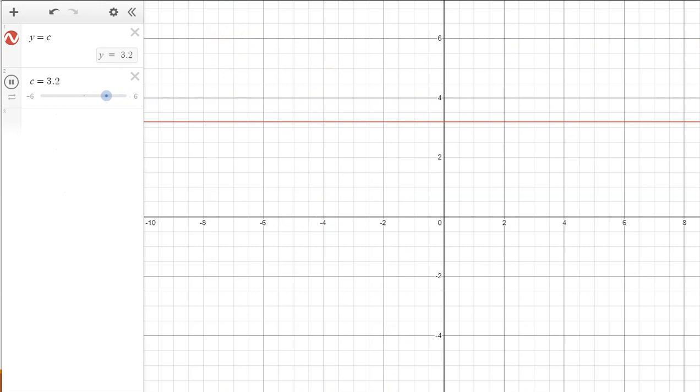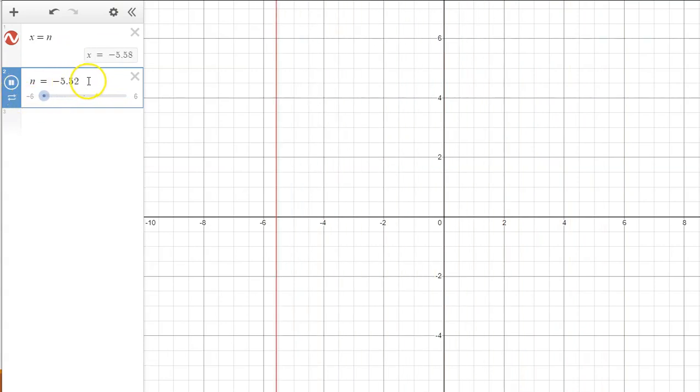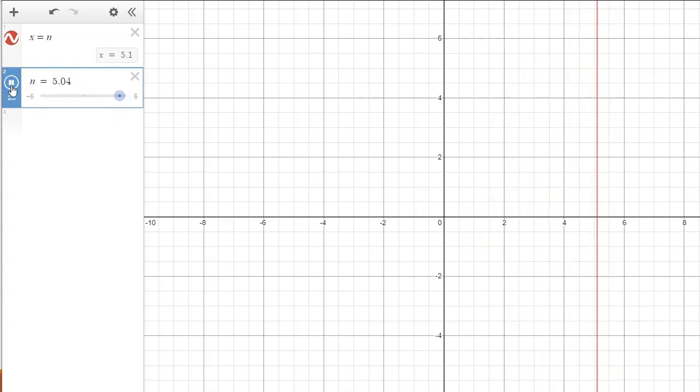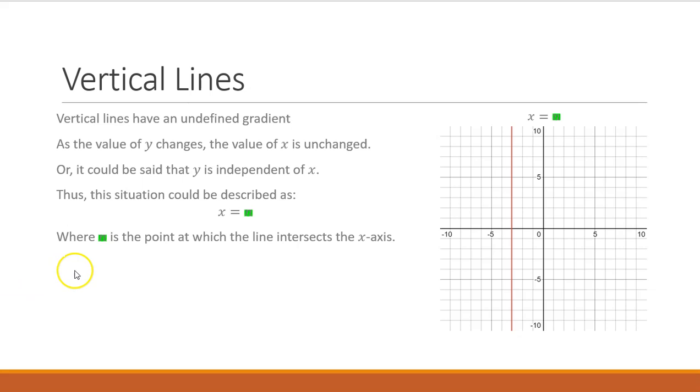What does that look like on Desmos? Let's hit play. And you can see, so I've set n to be between -6 and 6. Whatever value n takes on, that's the point at which this line crosses or intersects the x-axis. So see how it moves along. For a positive n, it's on the right-hand side of the y-axis, and for a negative n, it's on the left-hand side. So you can see that n is a point at which the line intersects the x-axis. So if we intersected, in this case we're doing it at n equals -3, this particular model here would be x equals -3.